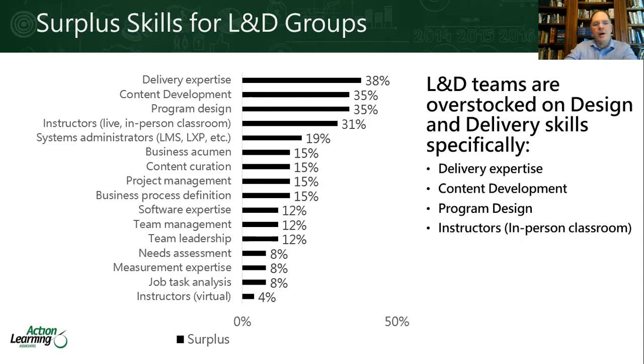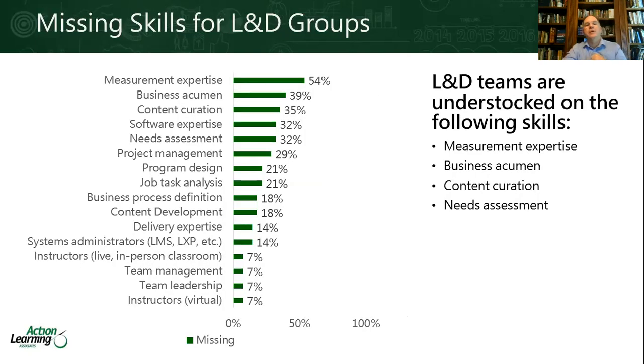Rather than just looking at the bottom and saying the things at the bottom like measurement expertise, job task analysis, or virtual instructors are missing, we actually ask the question, what skills are missing in your L&D groups? And this is what it shows. Measurement expertise, without a doubt, by more than half of the respondents, measurement expertise is the thing that's missing most.